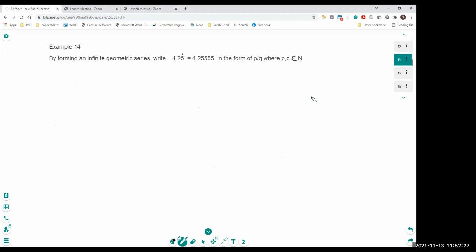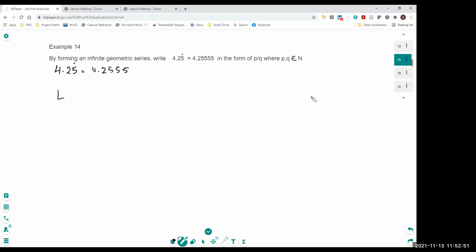So we have, by forming an infinite geometric series, write 4.25 with a dot over the 5, which is 4.2555, in the form of p over q. That's what they want to see. So 4.25 recurring is equal to 4.2555. We're going to break that down now and see what that looks like.